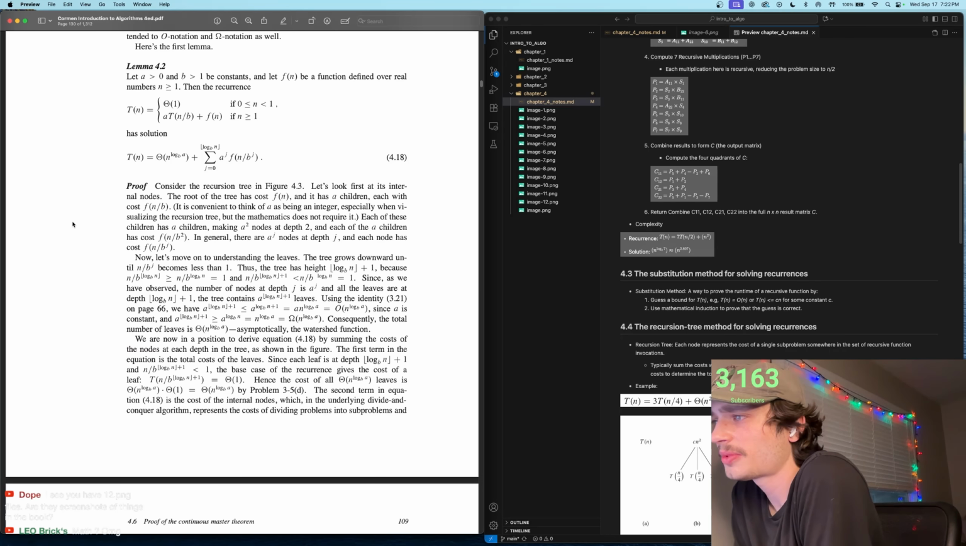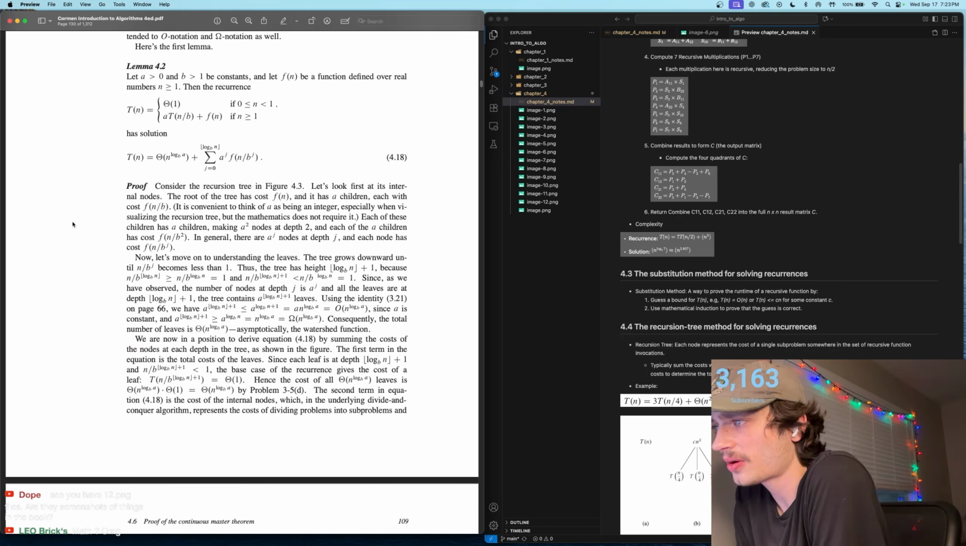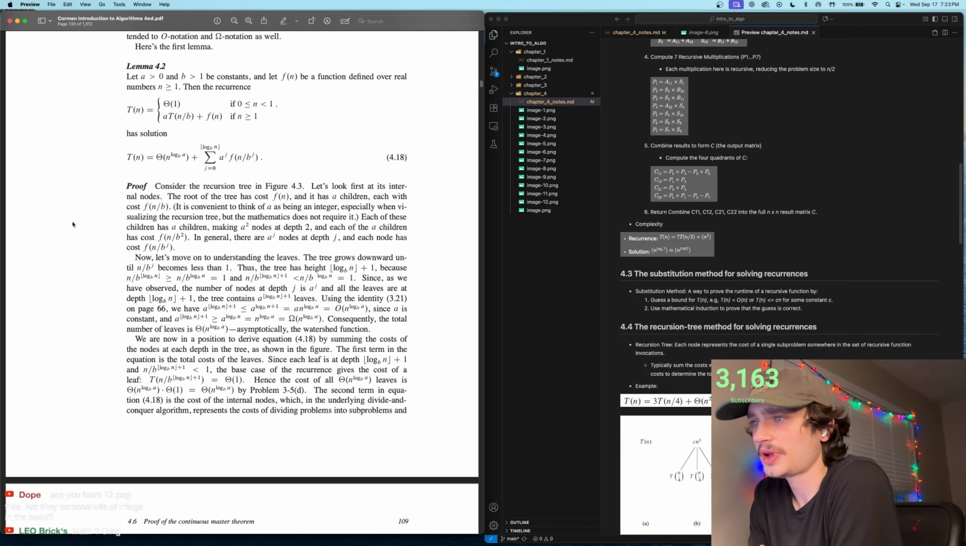Since we have observed the number of nodes at depth j is a to the power of j, and all the leaves are at depth floor(log base b of n) plus 1, the tree contains a to the power of floor(log base b of n) plus 1 leaves. Using identity 3.21 on page 66, we have this new identity rearranged to equal big O of n to the power of log base b of a.